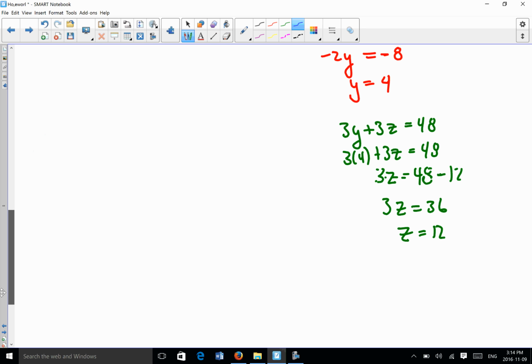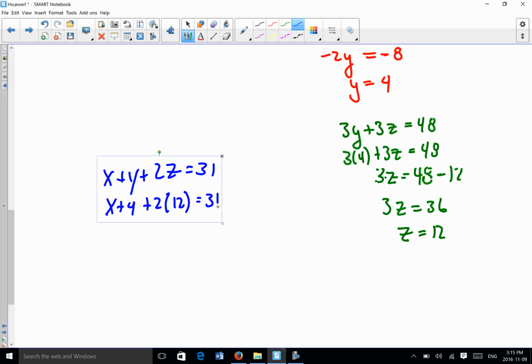x plus y plus 2z equals 31. What do I know? I know that y is 4. I know that z is 12. So I get x plus 28 equals 31. In other words, x is 3.